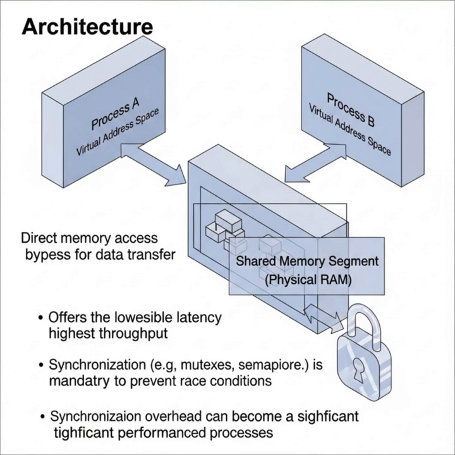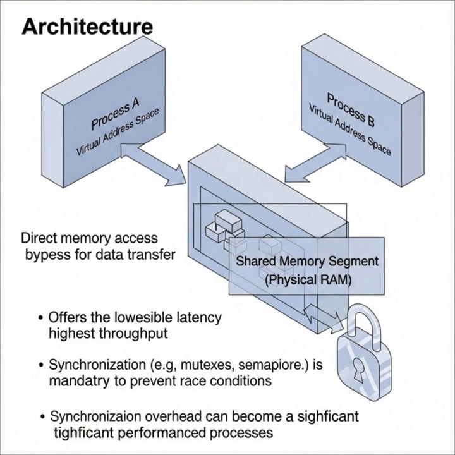The operating system allocates a region of RAM that multiple processes can map into their own address spaces. Think of it as a shared digital whiteboard. One process writes data, and others can instantly read it because it's all the same physical memory. There are no system calls involved in the actual data transfer, which means we bypass the kernel entirely for data exchange. This is a massive performance win.